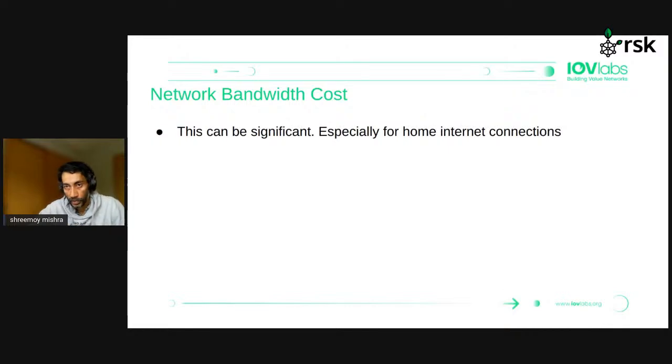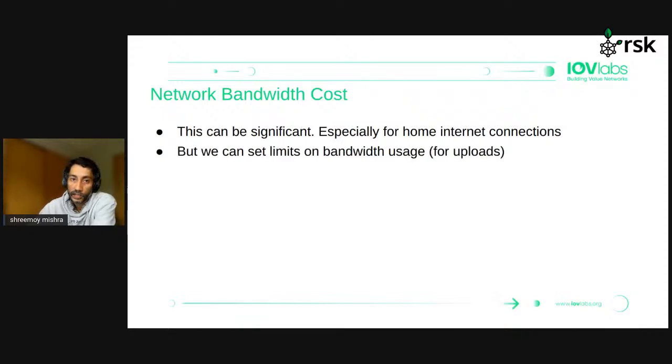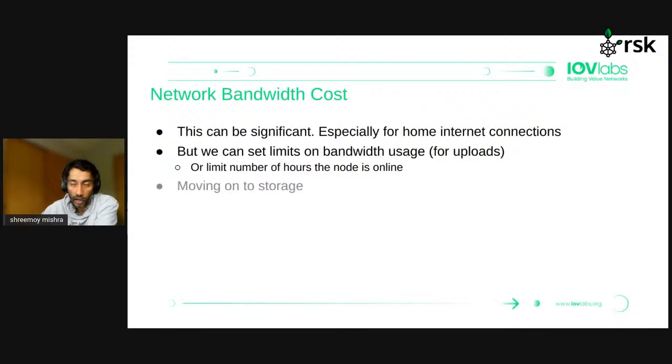Okay. I have a reasonably good connection, but I don't really want to use all of my upload bandwidth. It can be a significant amount. So these costs are significant, but we can manage them. We can manage them by putting limits on how much data we upload to our peers. And the other way I control my costs is I don't run my Bitcoin node or RSK node all the time. You can just limit how long the node is online in a given day or a week. And so computation and network are manageable costs for people who want to run their own nodes.